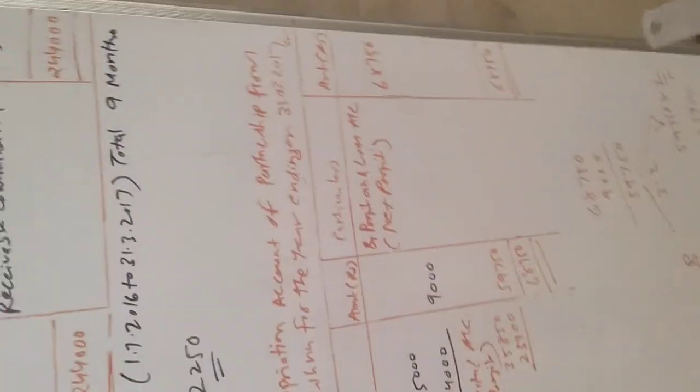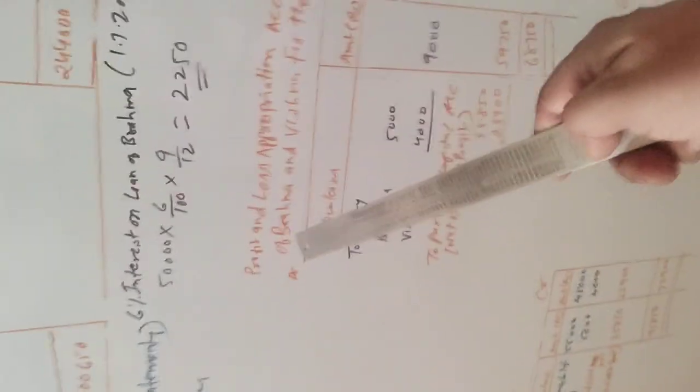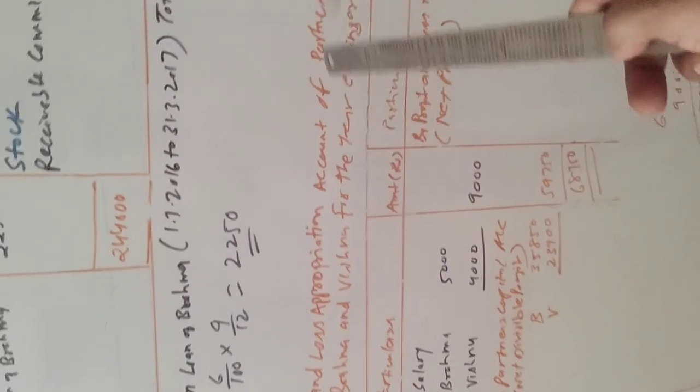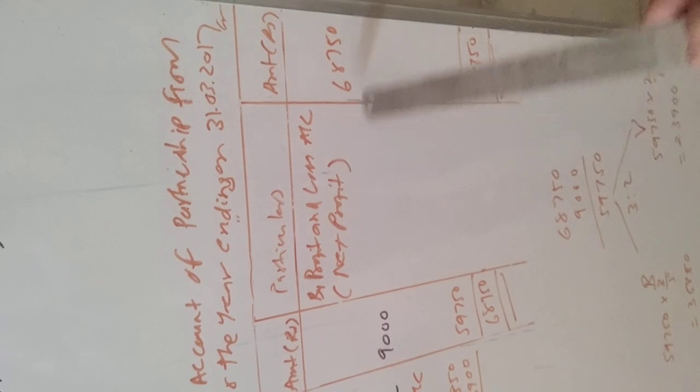Here it is, by profit and loss account. Where are we writing it? In the profit and loss appropriation account of the partnership firm. By profit and loss account, what is it? Net profit.